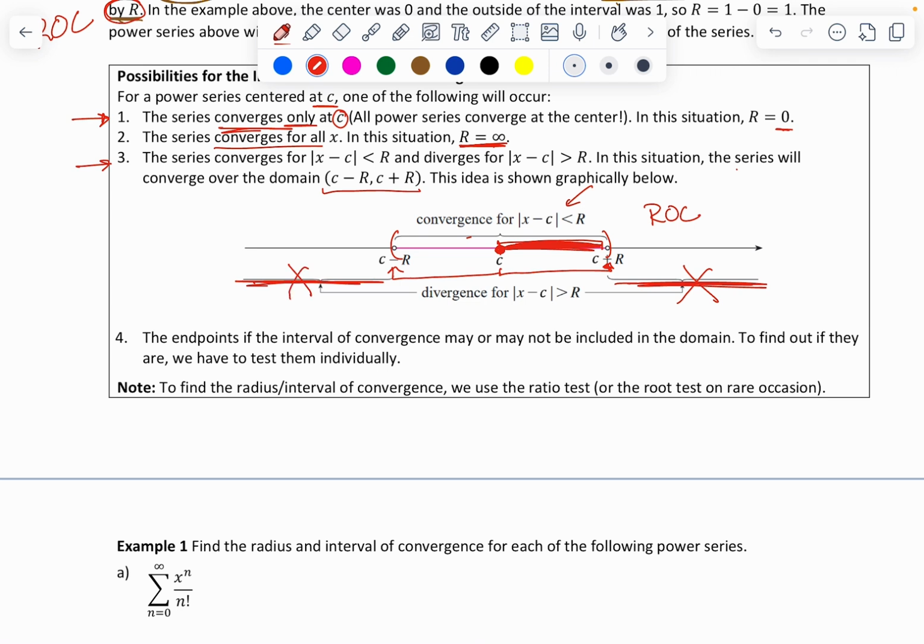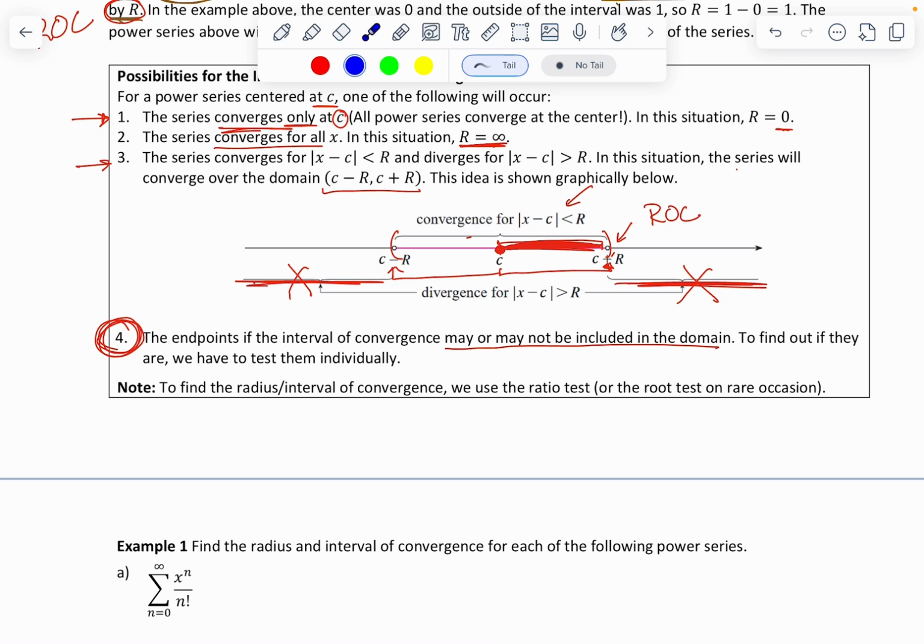The endpoints, this is a key factor. In the interval of convergence, the endpoints may or may not be included. You noticed in this little picture right here that the endpoints were open circles. They could also be closed circles. But in order to find out if they are, we do have to test them individually, possibly using other tests.